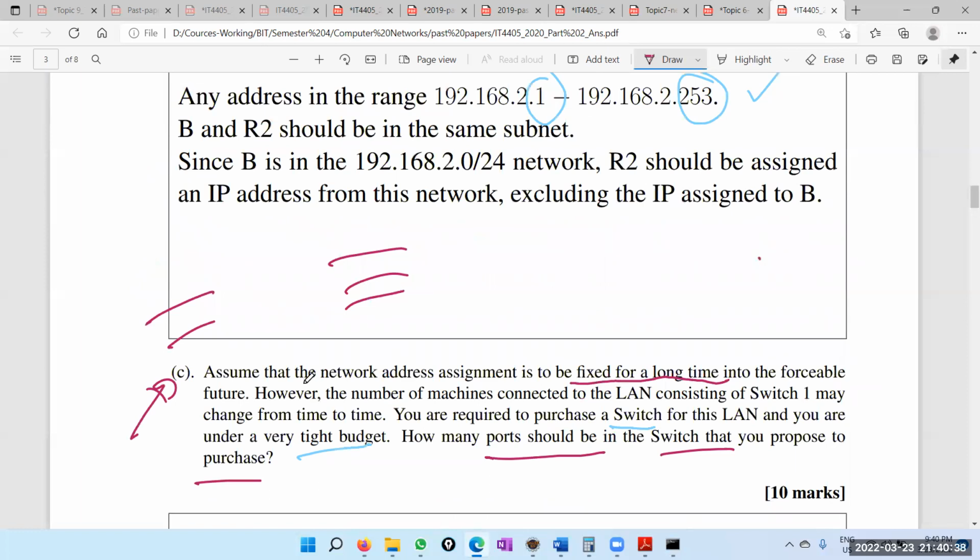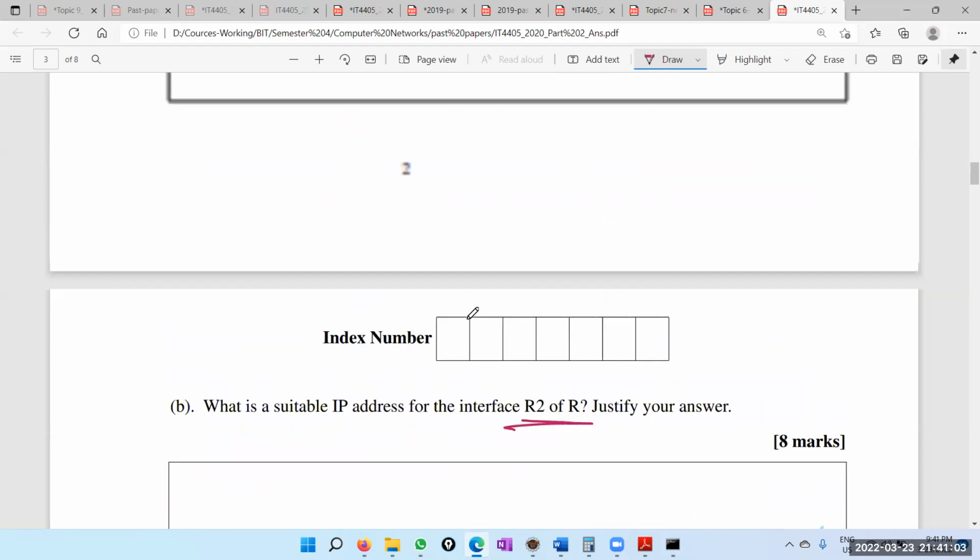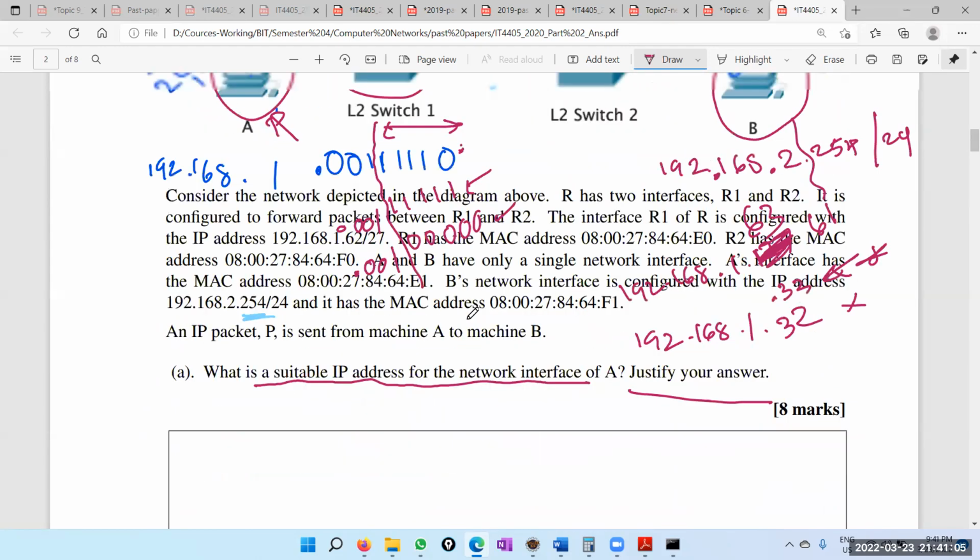switch 1 නේද ඒක දැනිය දැක්කේ assuming that the network address assignment to be fixed for long time into a foreseeable future, however the number of machines connected to LAN consisting of switch 1 may change from time to time. You are required to purchase a switch for LAN. So since the examiner says it is switch 1, that means the examiner must be talking about which part?